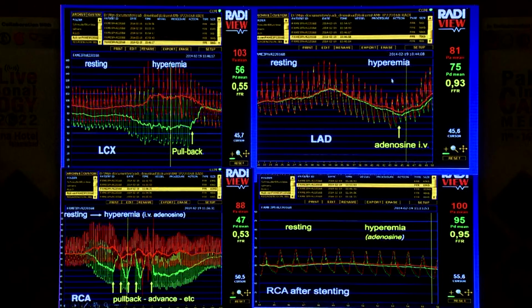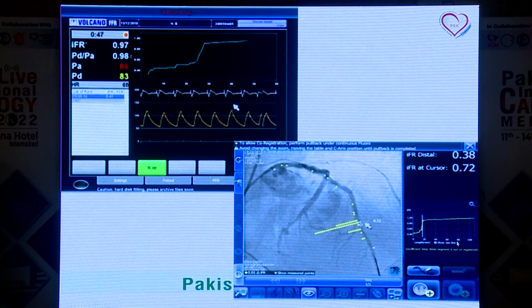An example of a multivessel CAD case, so LAD, RCA, borderline lesions, very significant circ. You put the wire across all of them. Circ was significant, 0.55, RCA was 0.53, and LAD was 0.93. This is an example of after right stenting, it was 0.95. There is data to show that an incremental decrease in FFR results in adverse outcomes and repeat TLR. So about 0.95 is a good number to have post-stenting.